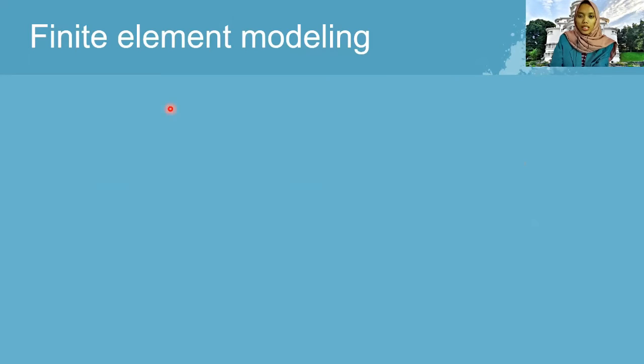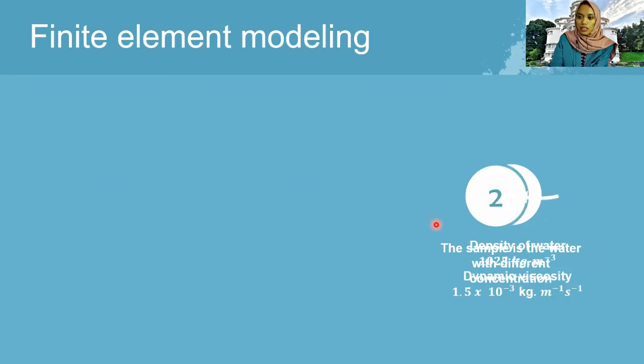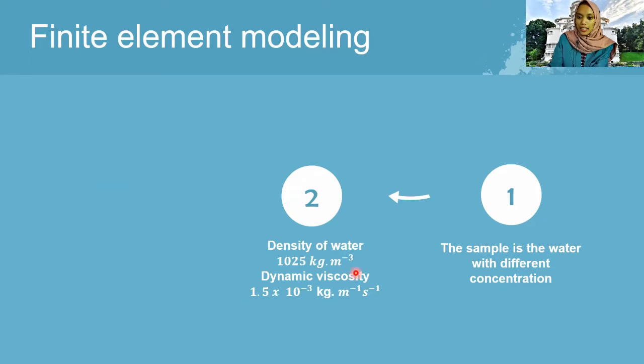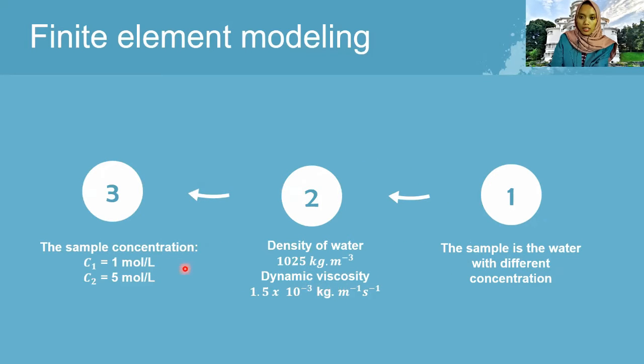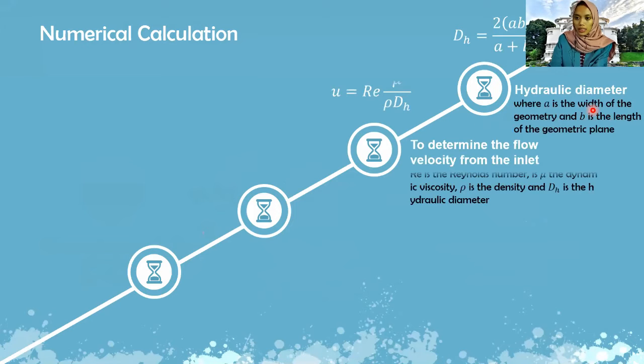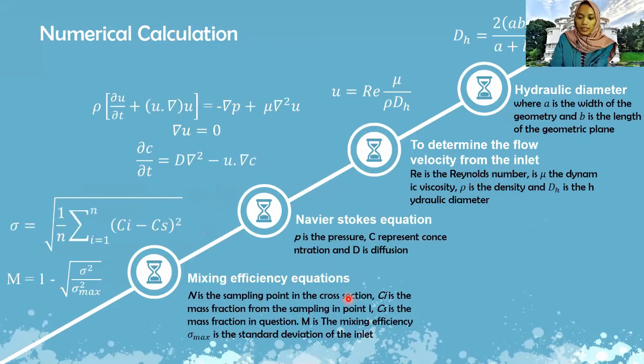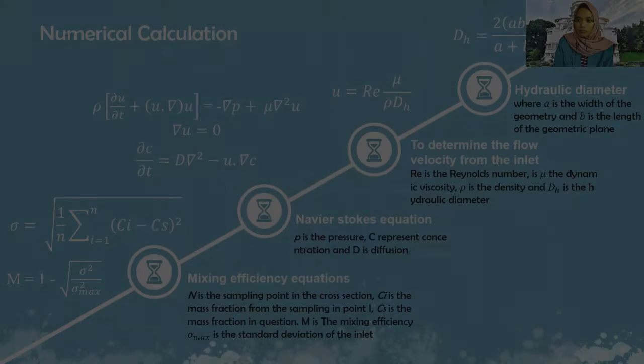For finite element modeling, the sample is water with different concentrations, and this is the density and dynamic viscosity of the water, and this is the sample concentration. For numerical calculation, we use the hydraulic diameter to determine the flow velocity from the inlet, the Navier-Stokes equation, and next is the mixing efficiency equation.